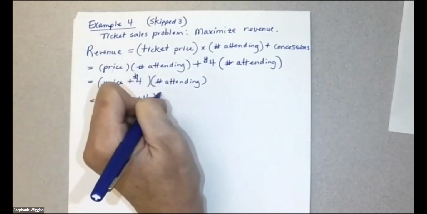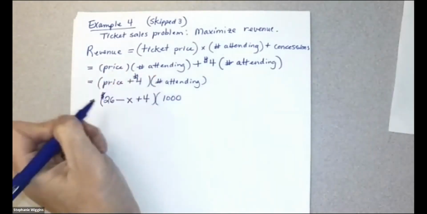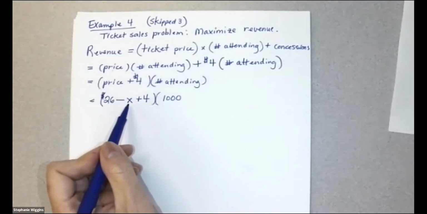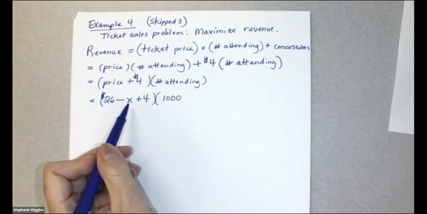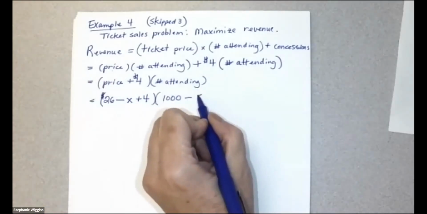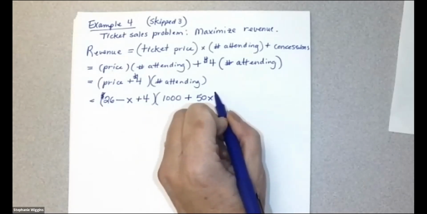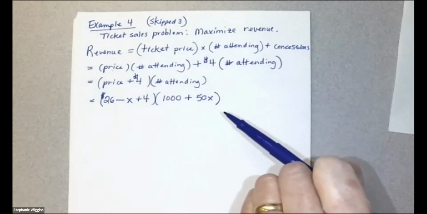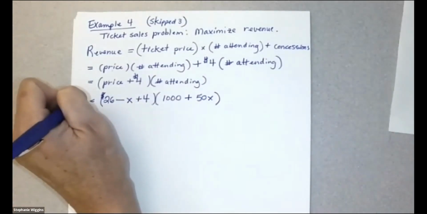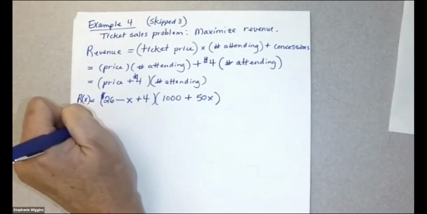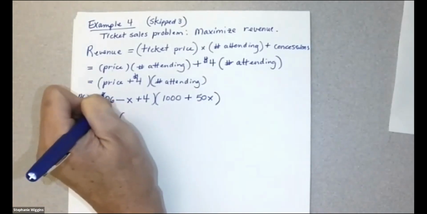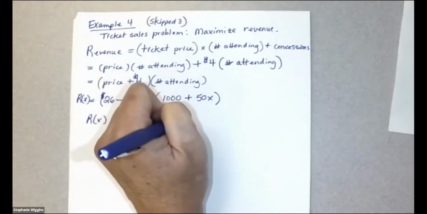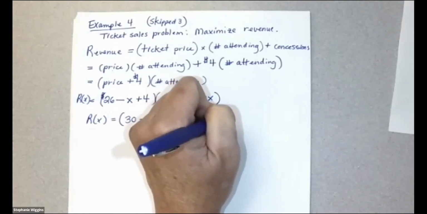Okay, and then the number attending would be 1,000. If we had 26, it would be 1,000, but for every dollar we subtract, so if we subtract X dollars, we're going to increase attendance by 50 times X. Okay, so you see how I'm working my way towards the actual math part? So our revenue then is going to be $30 minus X times 1,000 plus 50X.